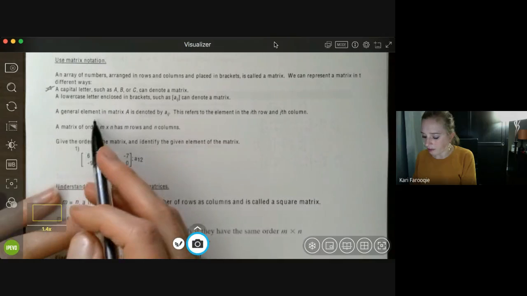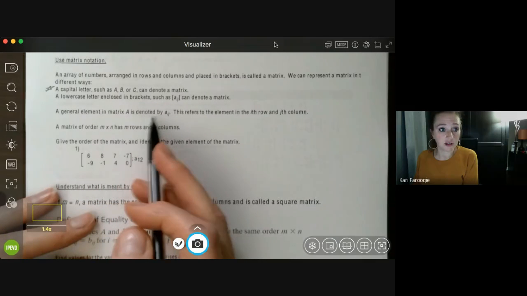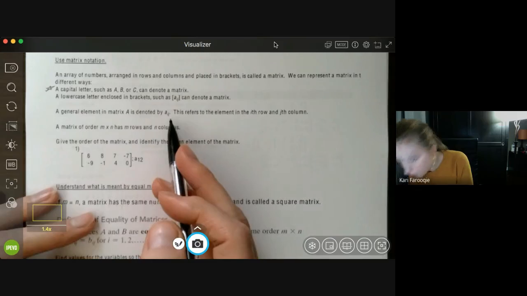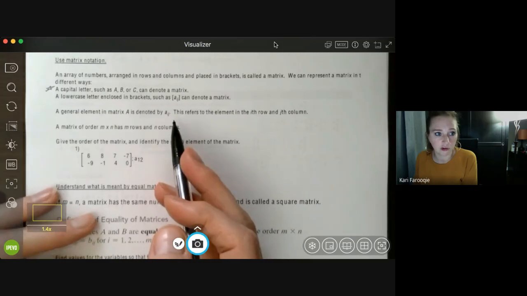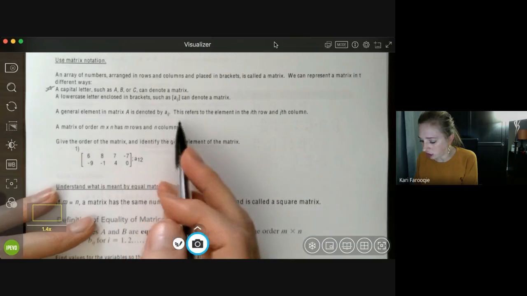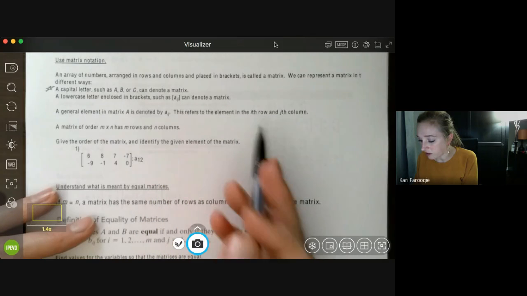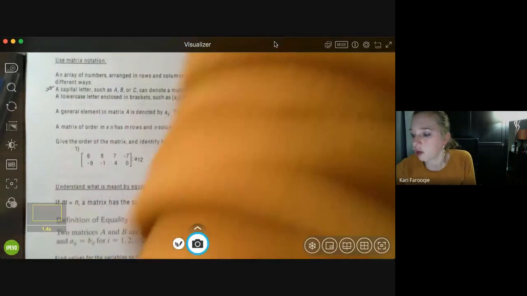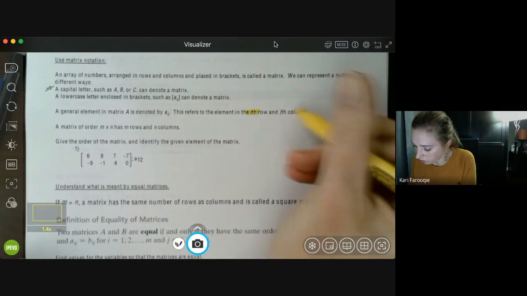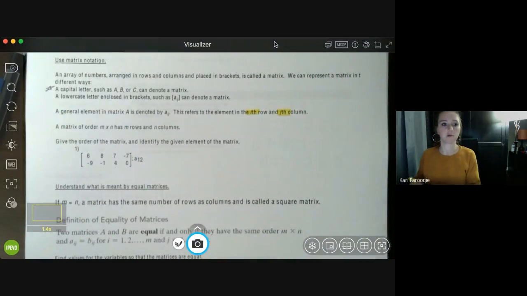A general element in matrix A is denoted A sub ij. I know that that print is super small, but you should be able to read that on yours, even though you can't see it as well on my screen. So it's A sub ij, and this refers to the element in the ith row and jth column. So when you're thinking about rows and columns, I would be representative of the rows and J would represent the column in which that element resides.